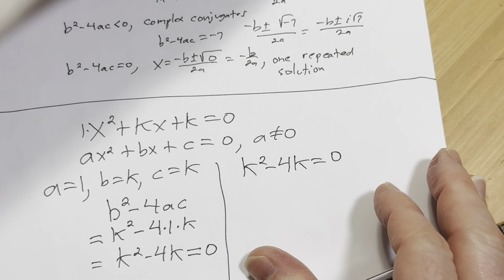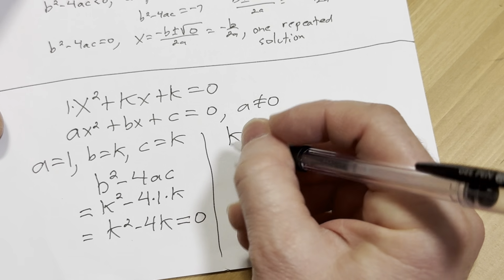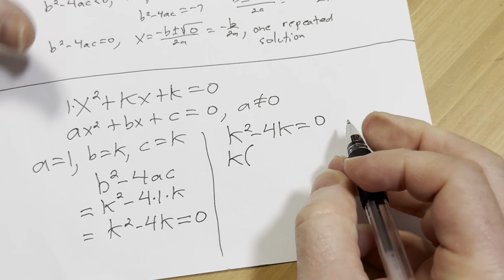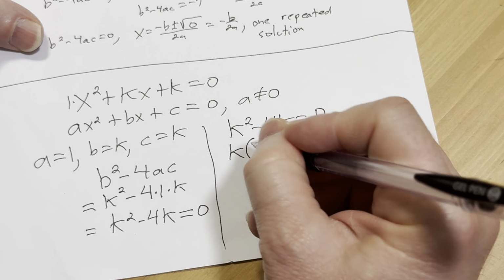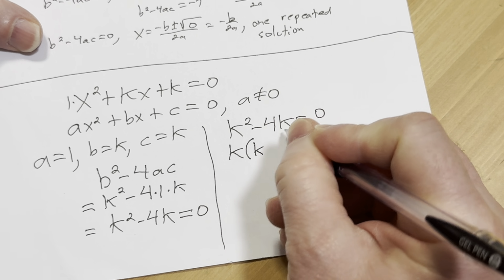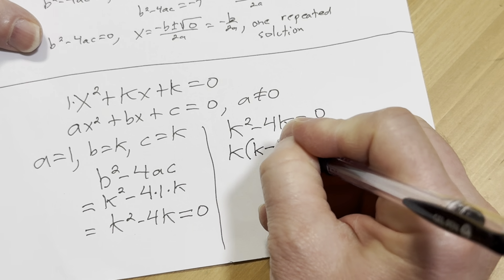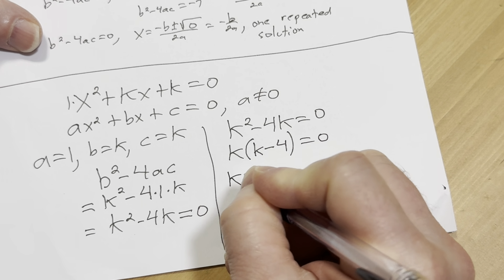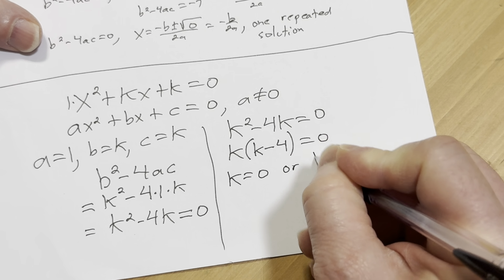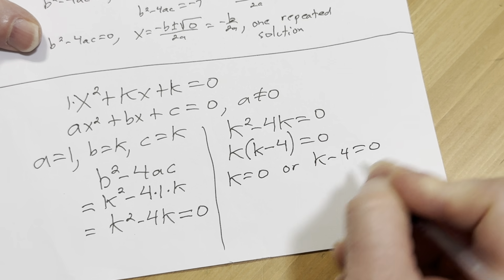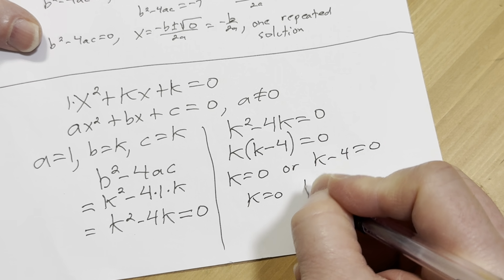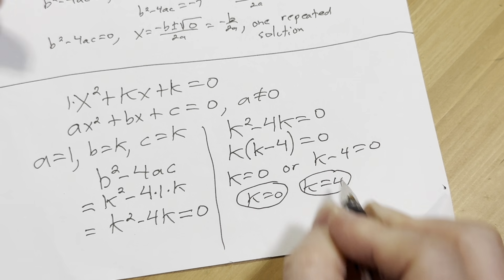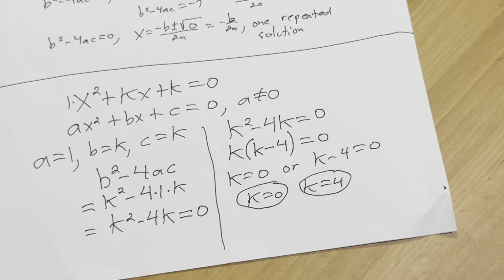We can factor out a common factor, right? The common factor here is k, parentheses. So what times k is going to give us k squared? That's going to be k. What times k gives us minus 4k? So minus 4. Our product equals 0, so we set each factor equal to 0. So k is 0, or k minus 4 is 0. So k is 0, or k is 4. And these are going to be the values of k that make the roots equal.